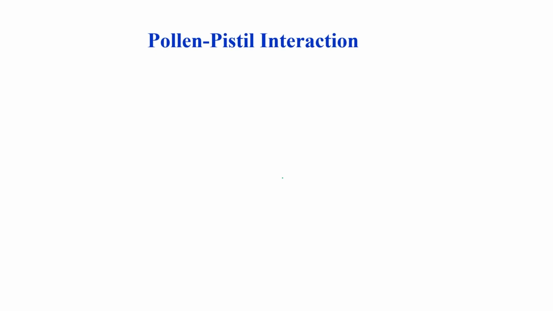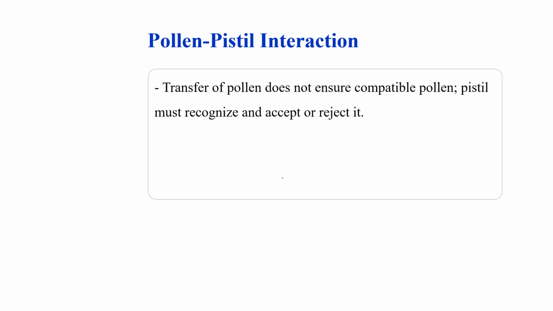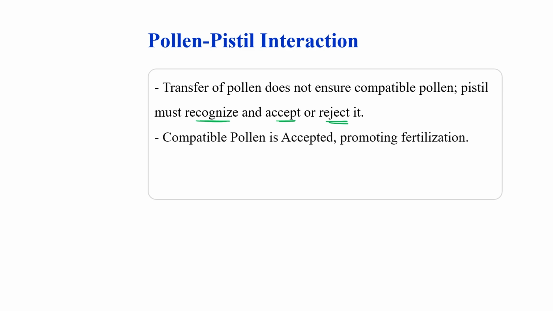Now let's discuss pollen-pistil interaction, which means fertilization. This is the first step. Transfer of pollen does not ensure compatible pollen, so the pistil must recognize it and accept it or reject it. Just transferring pollen to the stigma, we cannot say that fertilization 100% occurs. The pistil must recognize whether the pollen is healthy or not, or whatever condition is required, and it depends upon the pistil to accept or reject it.